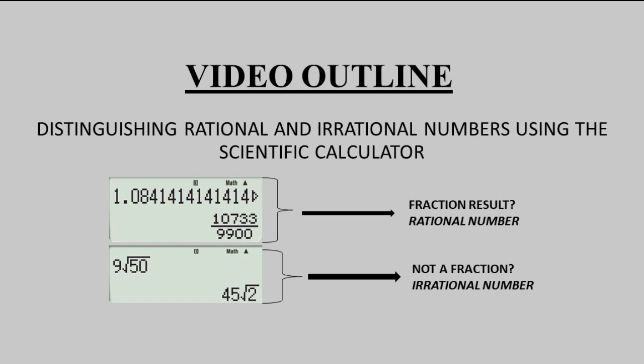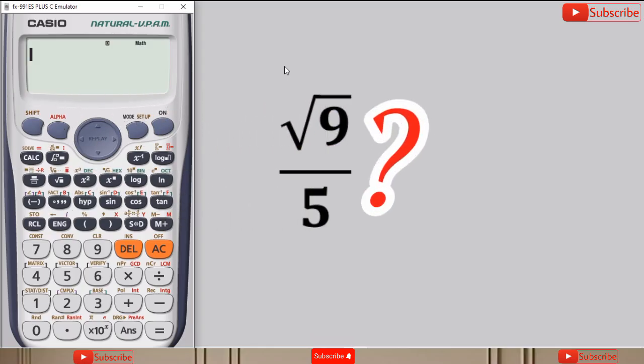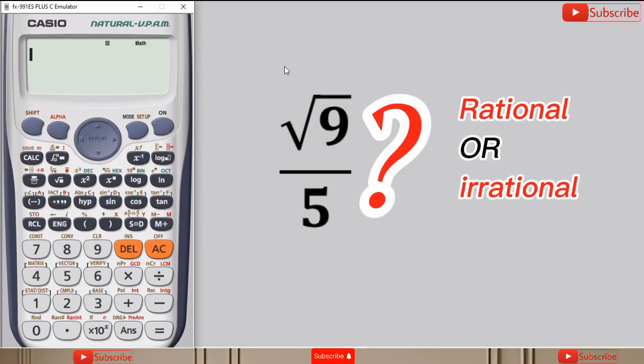In these tutorials, we will learn how to use the scientific calculator to perform calculations involving rational and irrational numbers. We will learn how to distinguish rational and irrational numbers using our scientific calculator. So, if a particular number is given to you, how do you determine whether that number is a rational or an irrational number? That is what we are going to discuss in this tutorial.